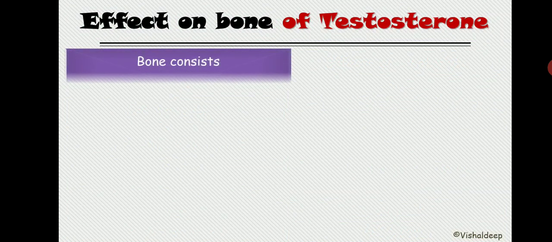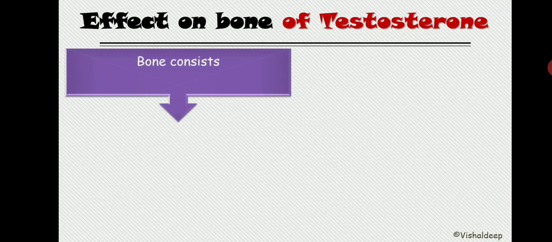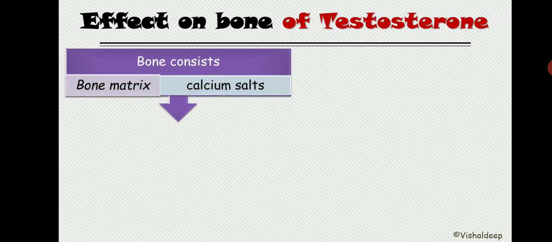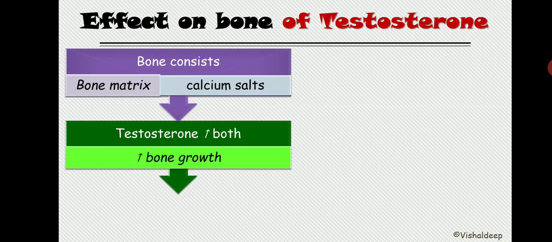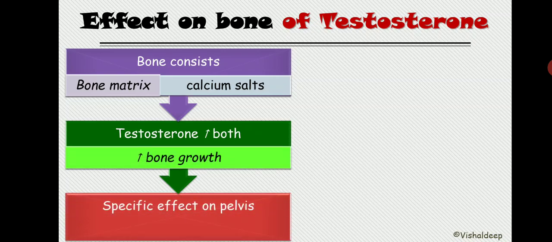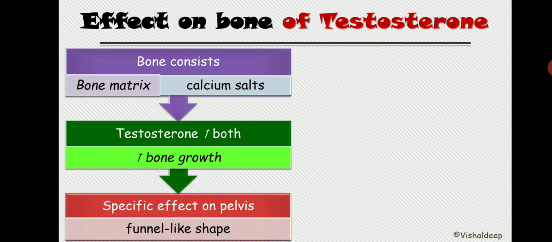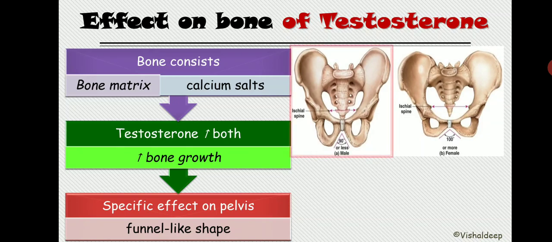Now effect on bone. As far as the bone is concerned, bone has two portions. One is the bone matrix, another is the calcium salt, the organic and inorganic components of the bone. Now testosterone will increase both, so it increases bone growth, and it will lead to a specific effect on the pelvis. I mentioned in the secondary sexual characters, it makes a very specific pelvis for males. That specific pelvis is known as a funnel-like shape of the pelvis. Now what is this funnel-like shape of the pelvis? Let me show you on a diagram.